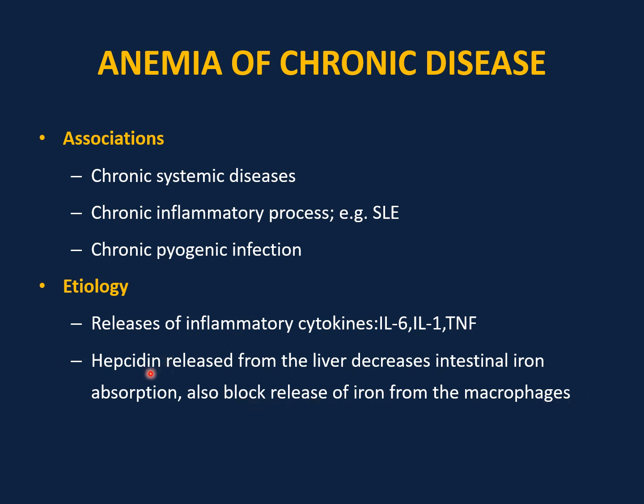So the key word for this disease is hepcidin. It is stimulated by the inflammatory cytokines and released by the liver, will decrease the iron absorption, and will block the release of the iron from the macrophages. So you will have iron, but it will be trapped in the macrophages. This will decrease the heme production and subsequently decrease the level of hemoglobin and will cause microcytic anemia.